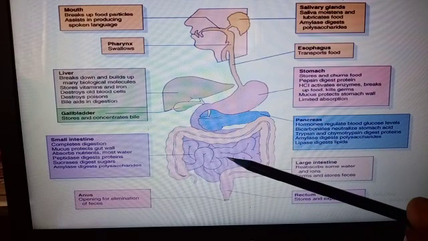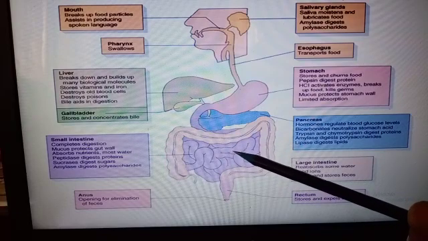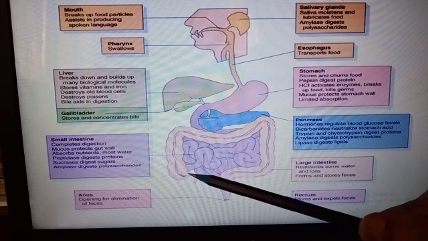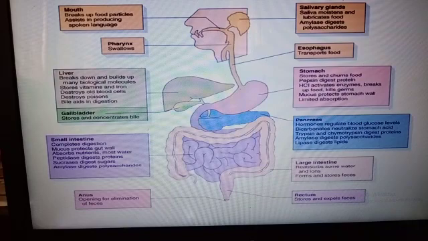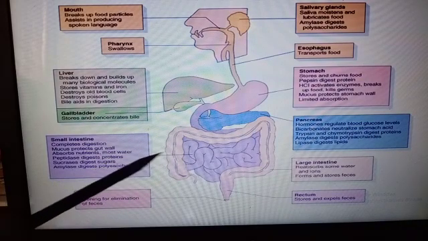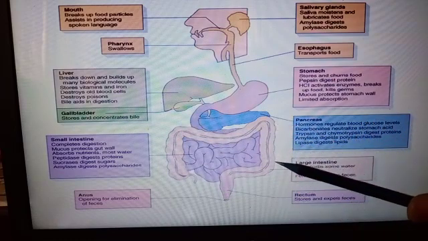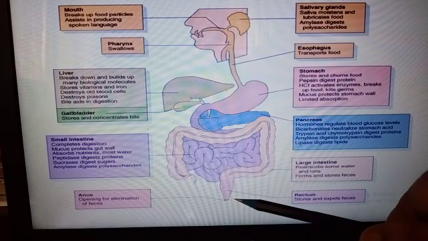Finally, the fatty acids and glycerol are absorbed in the small intestine, in the ileum, and the undigested food passes from this to the large intestine. As you can see, the large intestine, the food goes from the ascending colon to the descending colon, and the undigested food passes through the rectum and anus.